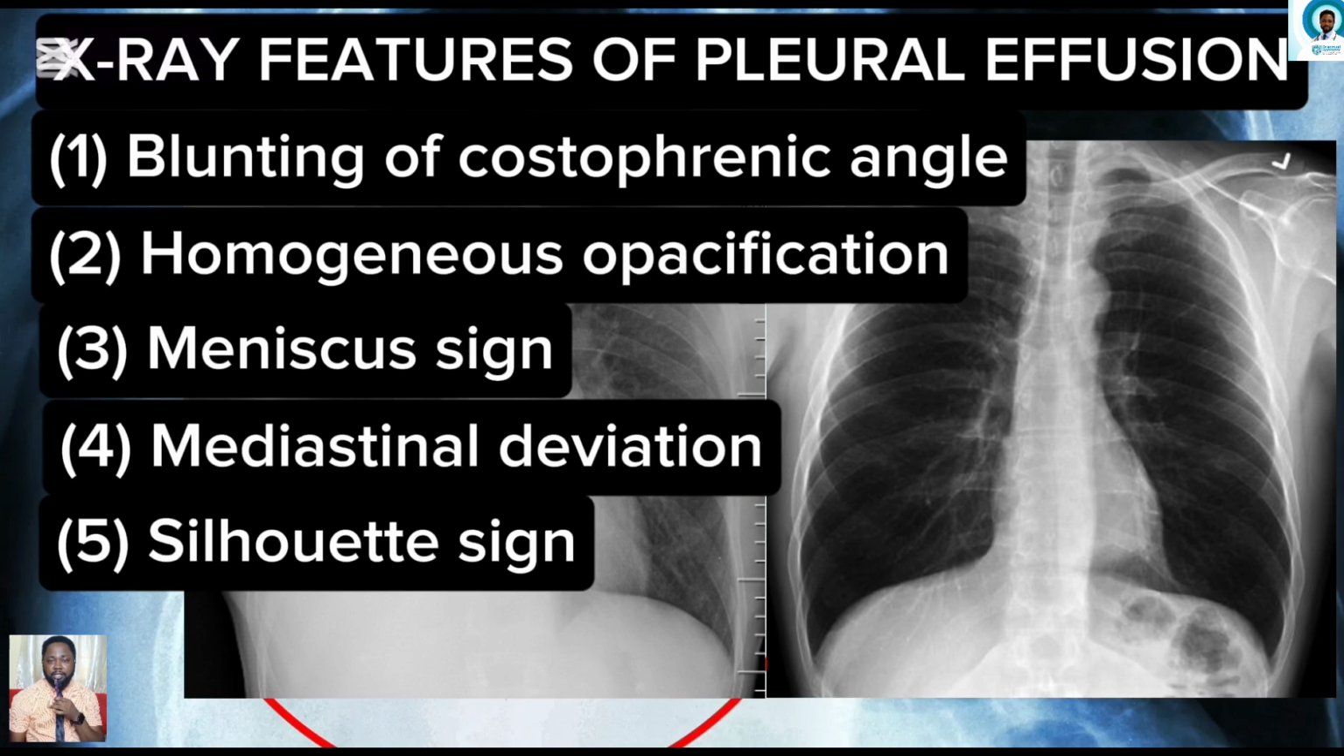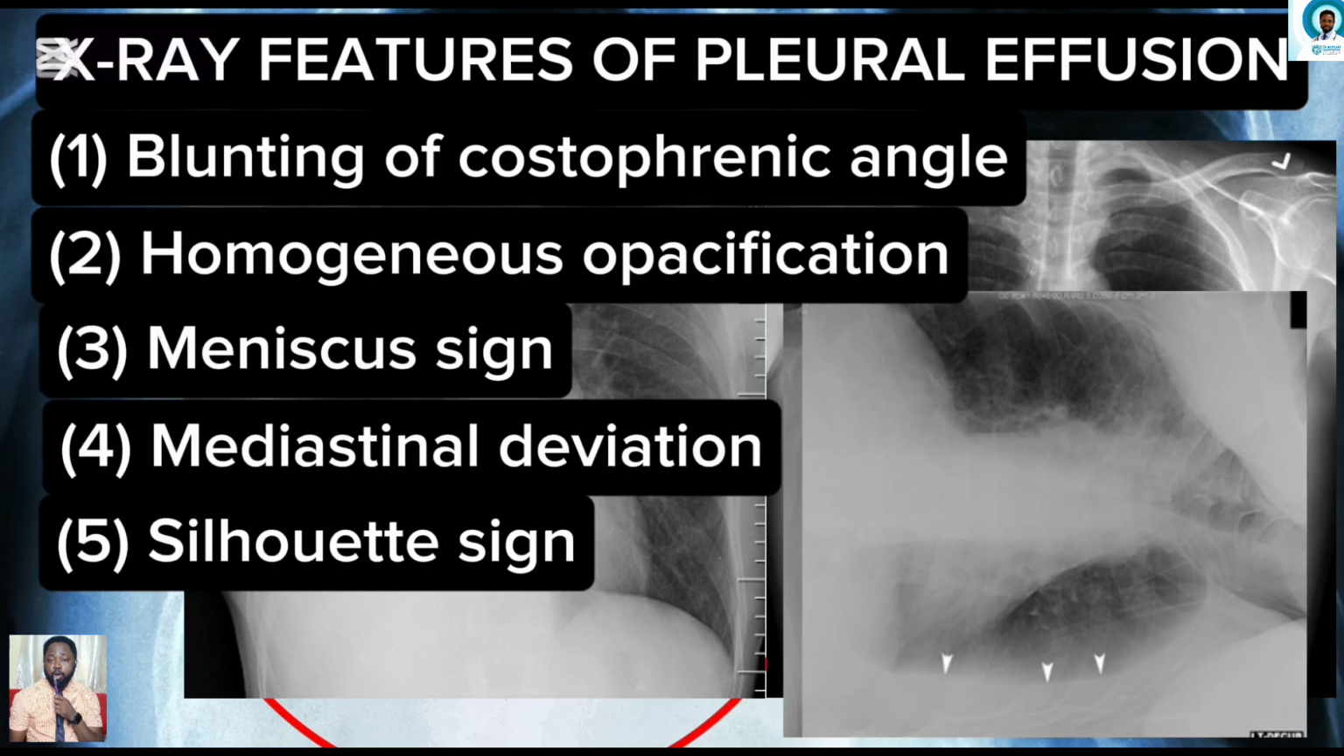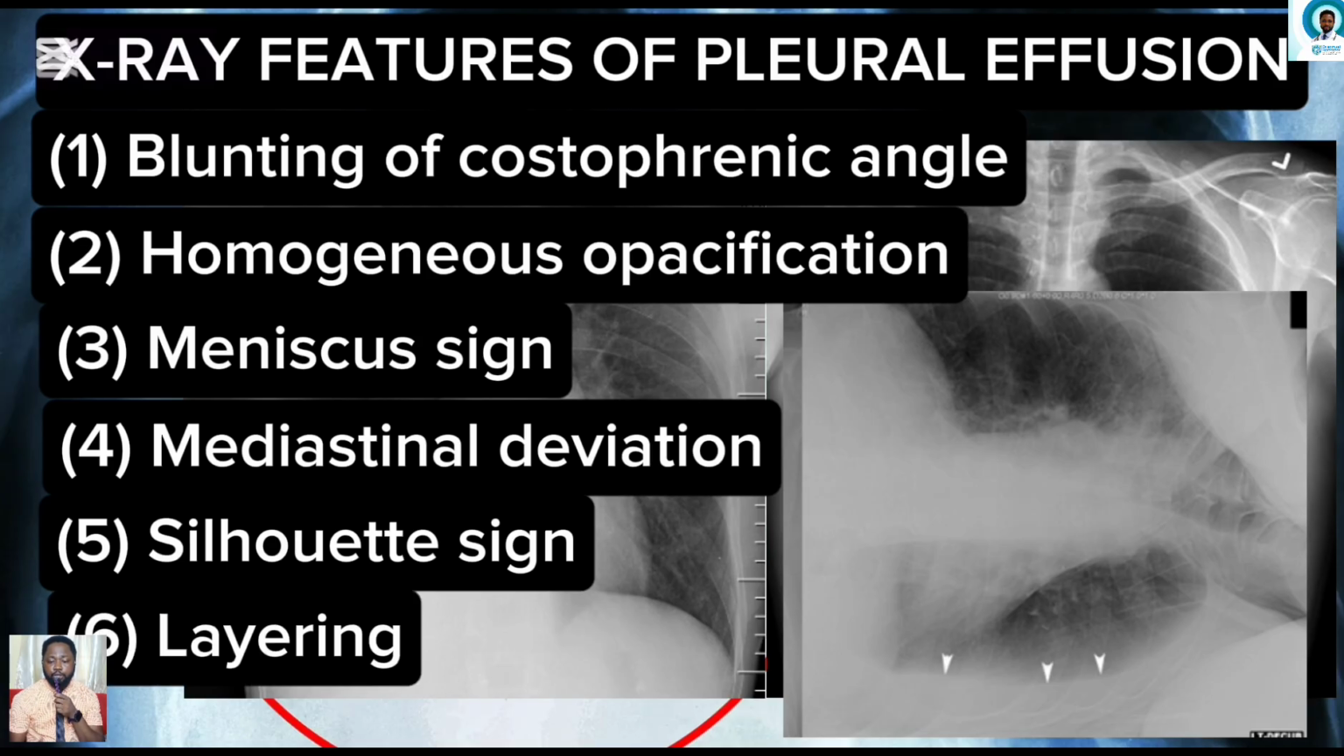On the lateral decubitus view, another feature called layering may be seen. This sign is helpful in detecting small free-flowing effusions and distinguishing them from loculated collections. In this case, the patient lies on their side for a decubitus film, and the pleural fluid will layer out along the dependent chest wall, as clearly demonstrated in this image.